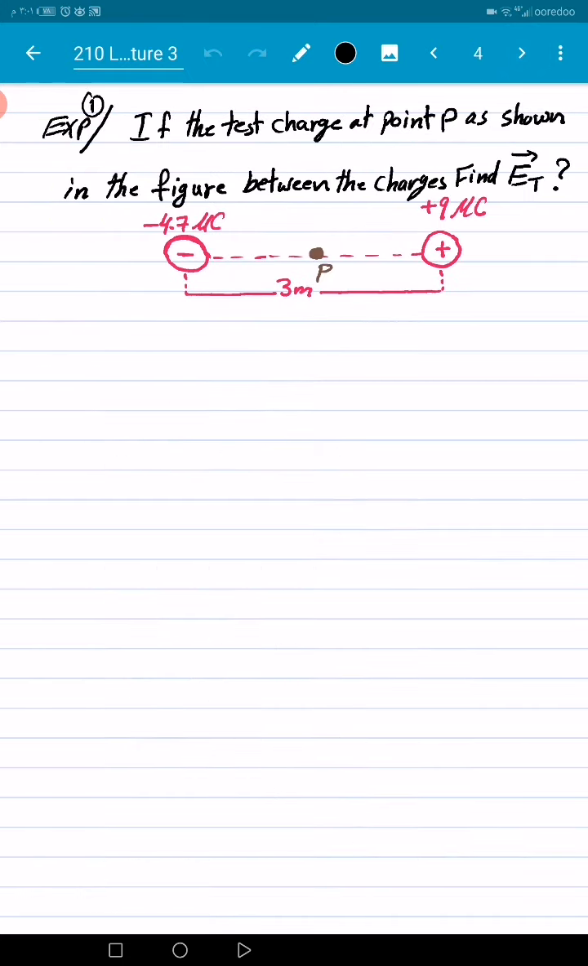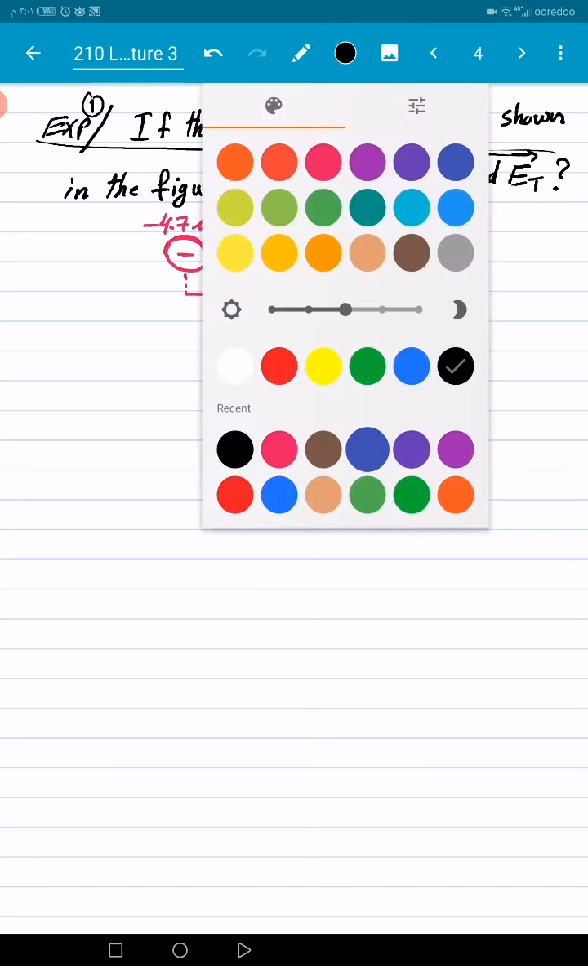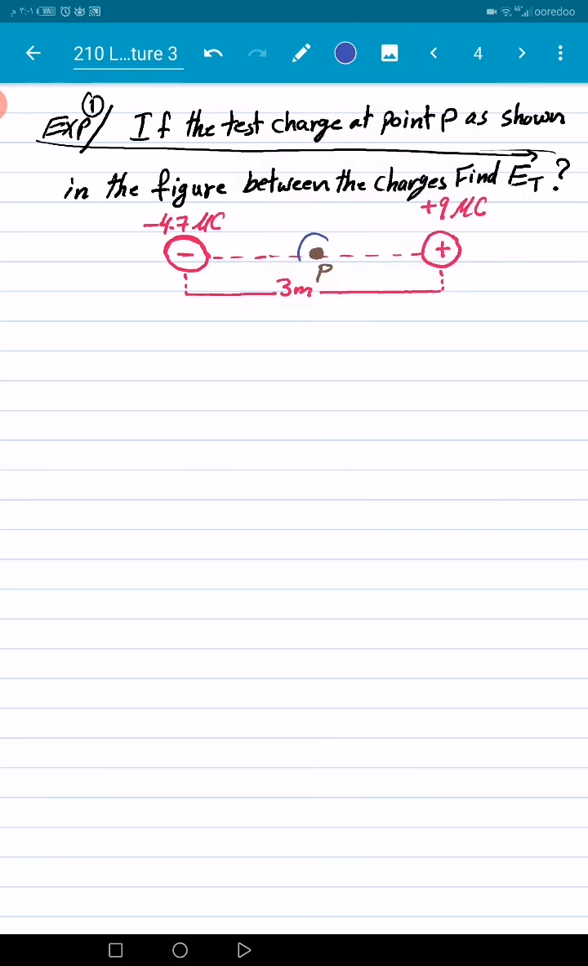Then now we check this example. If the test charge is at point P, that is the test charge, it is here, so that means it is positive, because the test charge is positive. As shown in figure, between the charges, find E total. So he wants the E total and its direction, because it is a vector quantity.